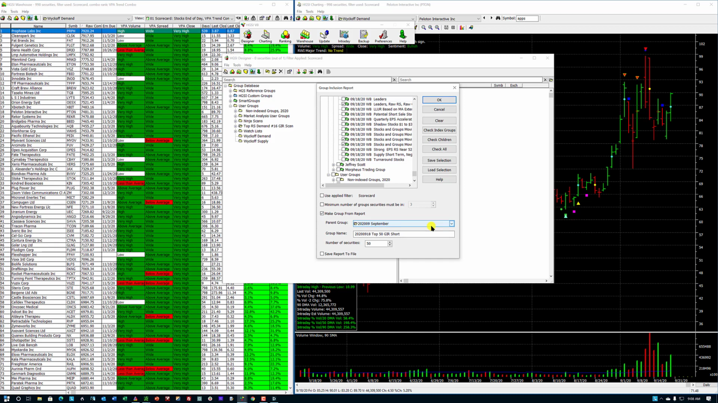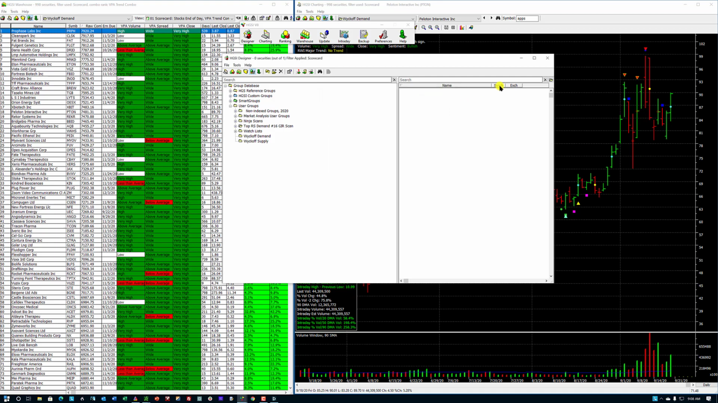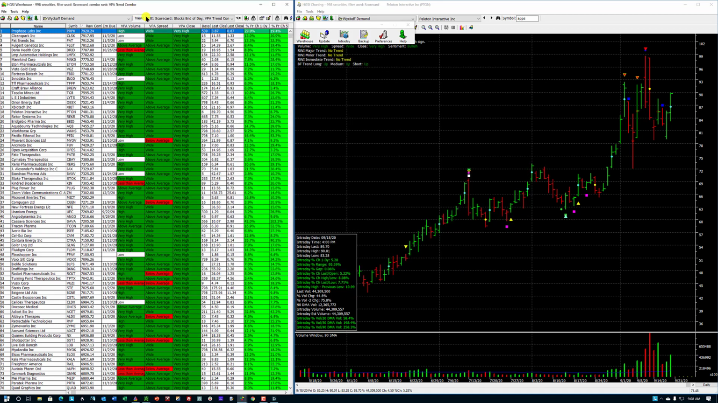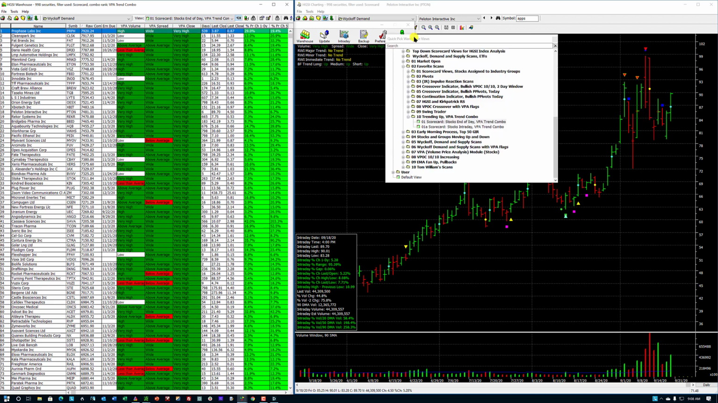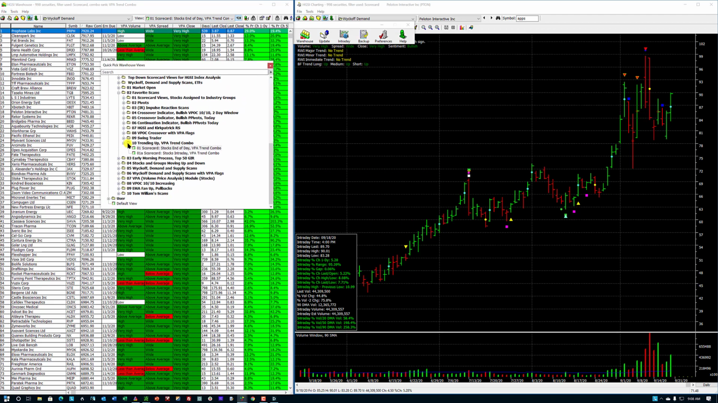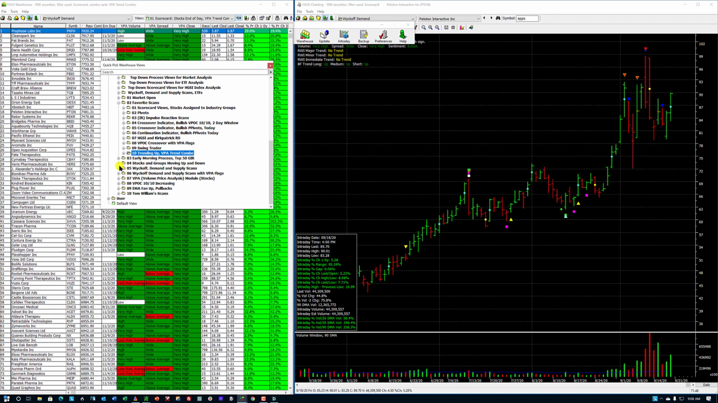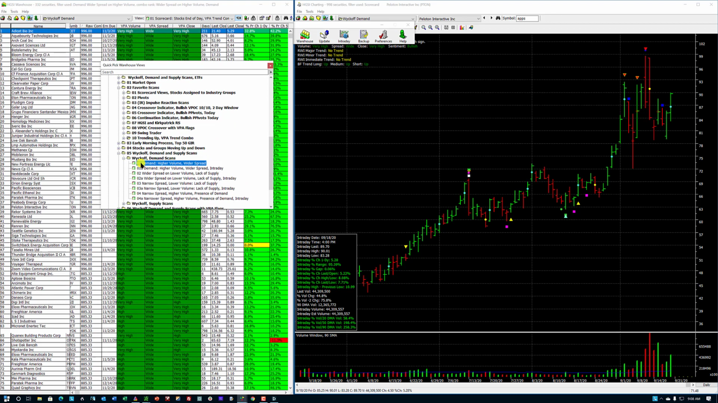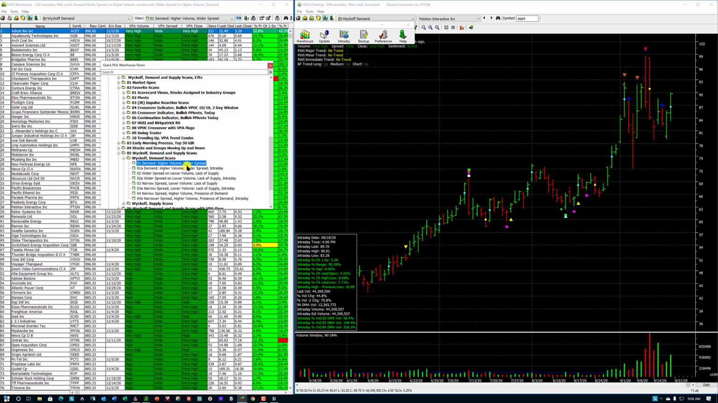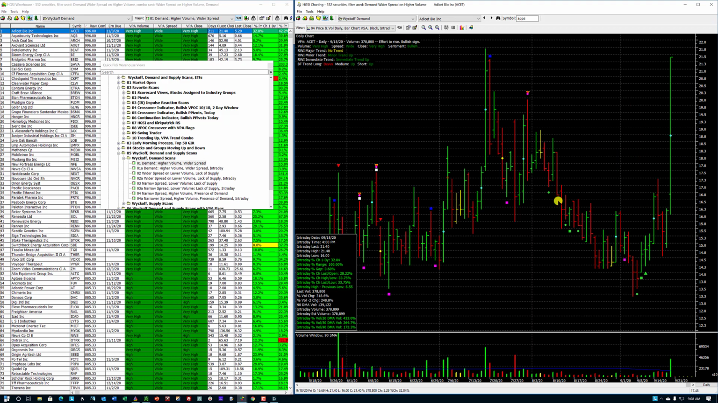But there's something else I need to do to run this scan properly. So I'm not going to run it here. I'm going to cancel it. I'm going to go back into my warehouse view. And I am using my Wyckoff demand scan. I'm in folder number 20. I'm going to my demand supply. I'm going to use the demand higher volume, wider spread scan, and it's looking for stocks that are showing a lot of demand right now.